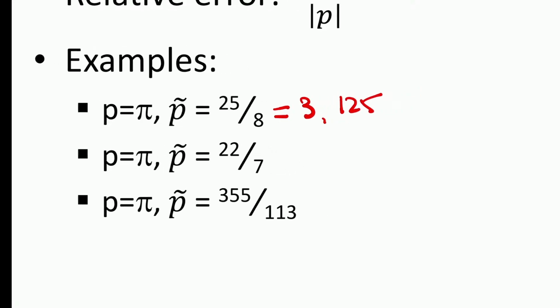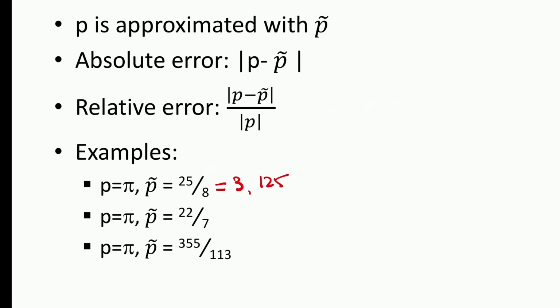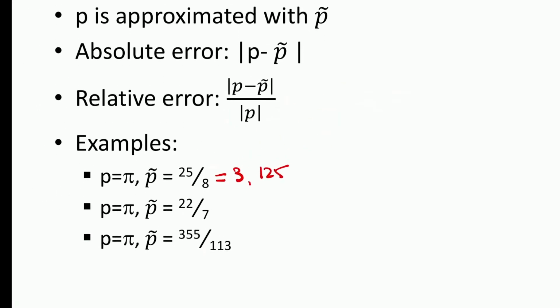So if I want to know how close I am to pi, I would use this formula. The p here is the actual number. The p with a tilde over it is what we're using as an approximation for the number. And so I'll take the actual pi on the calculator, subtract off 3.125, and I get the absolute error. So the absolute error, p minus p tilde, is equal to 0.01659. I'll go that far.